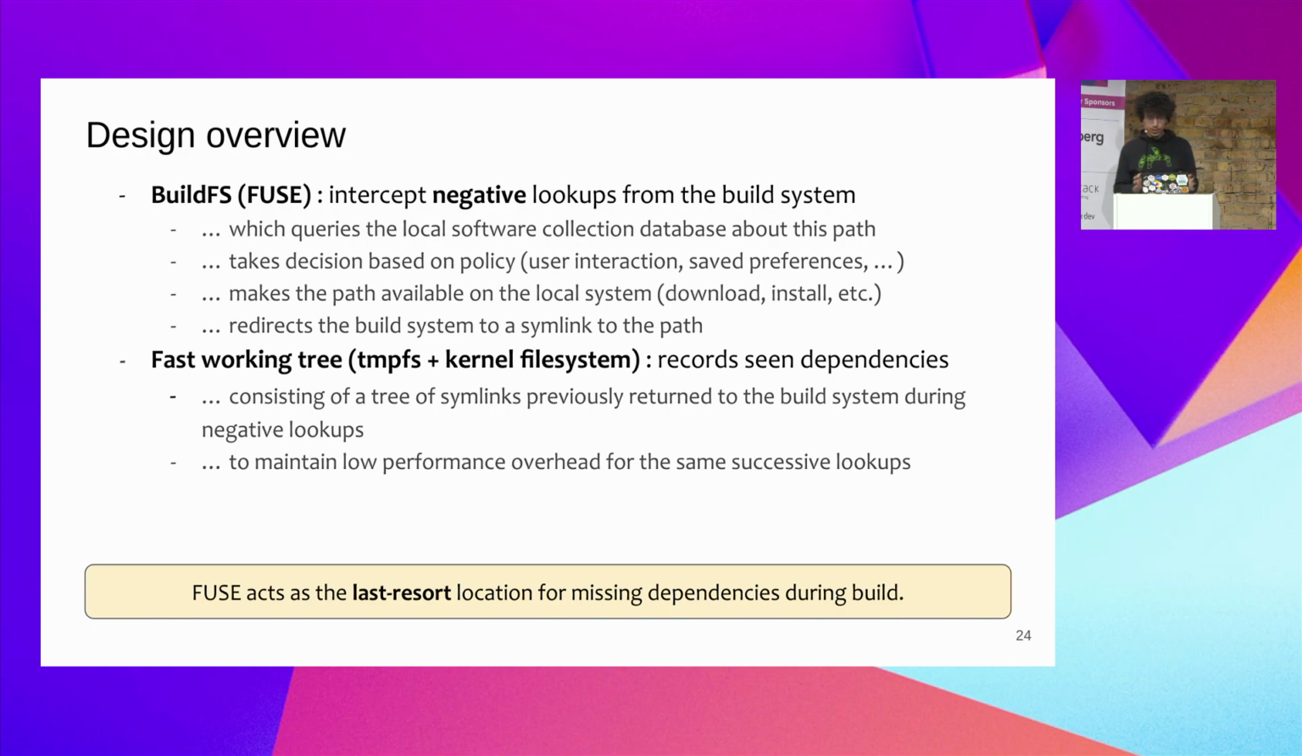So here are the technical details. There are two interesting components. You need the FUSE file system. It's only responsible for negative lookups. Once you find a dependency, you don't use it again because it would be a waste of performance. Doing FUSE system calls is very slow. You have to do a round trip between the kernel and the user space multiple times. But here, the nice thing is you only have to pay the cost once.